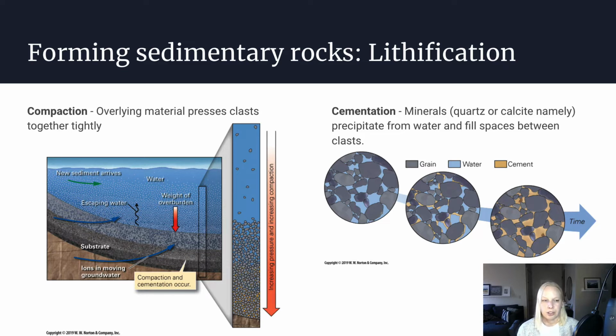Lithification really involves two steps. Compaction, or the removal of pore space. This is the process of overlying material accumulating and then pressing down on clasts and packing them together more tightly. And then there's cementation, and that's when you get minerals like quartz or calcite precipitating out of water and filling the remaining spaces between clasts.